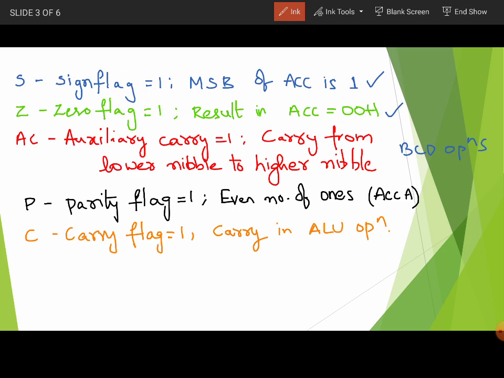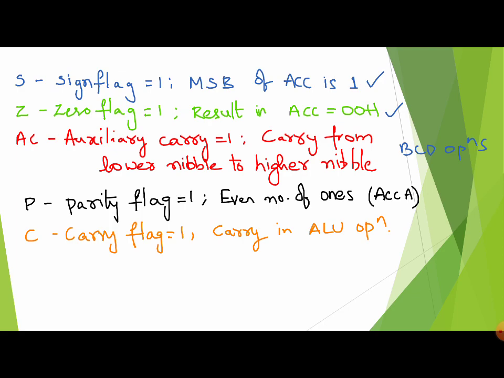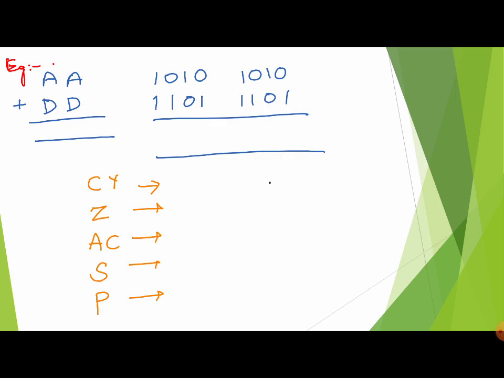Next, carry flag. During your arithmetic and logical operation, if there is any carry involved, then the carry flag will be equal to 1. Let us understand the same thing with an example. For example, AA plus DD. A, as you know, is 1010 and D is 1101. It is your BCD representation.